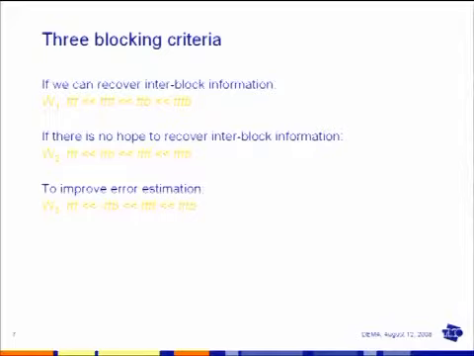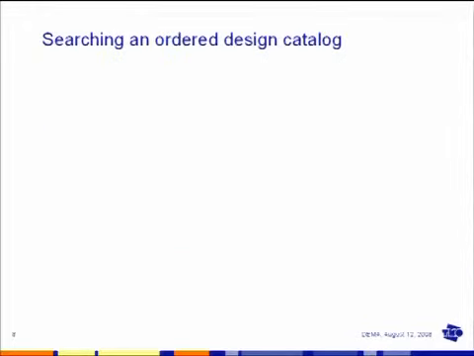So we have now had some discussion of a possible instrument to optimize the treatment design, and we have also discussed some optimality criteria for the quality of the blocking. And let us now look at how to apply these notions in an ordered design catalog.